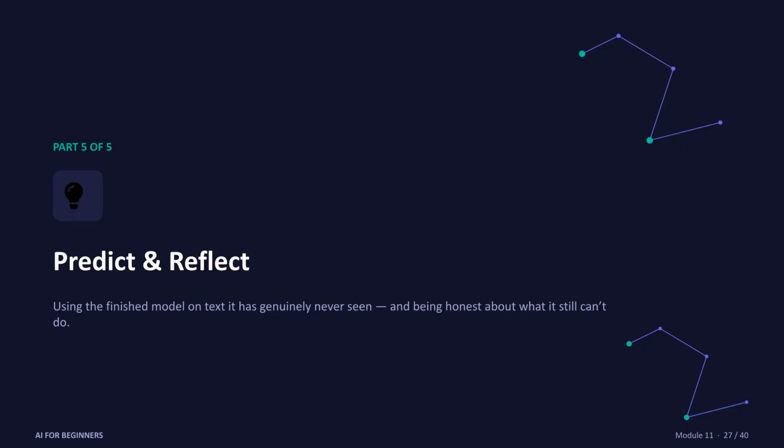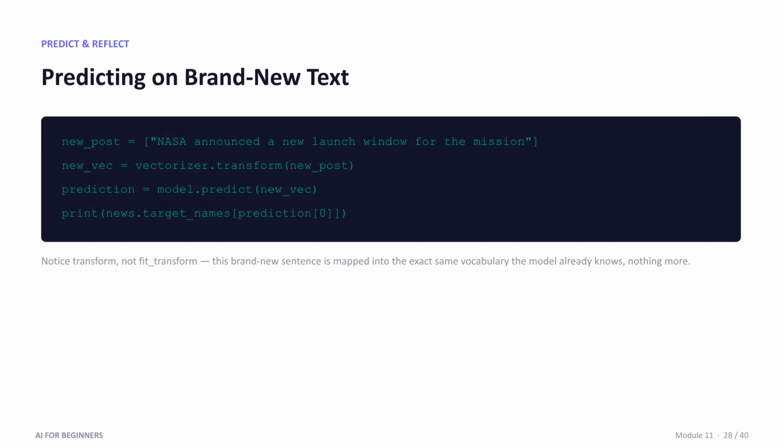Finally, we reach the 5th part of our module, predicting on entirely new text and reflecting on the limitations of the bag of words method. To test the model on a brand new sentence, we simply pass it through the existing .transform step. This maps the new text into the same numerical format the model learned during its initial training.